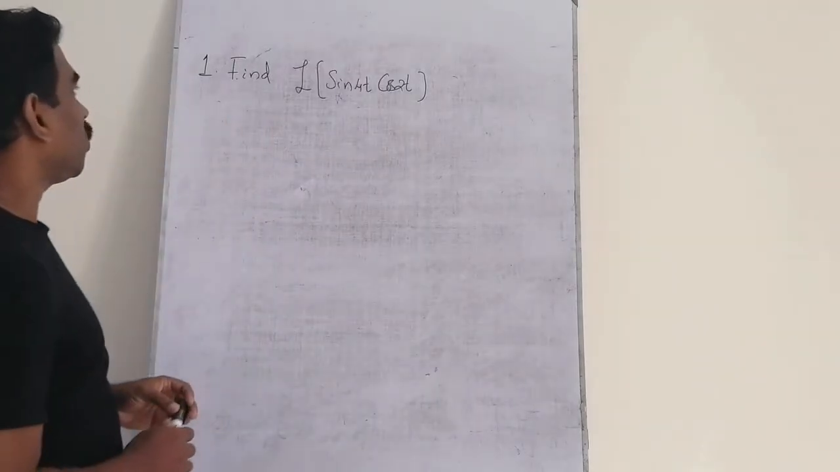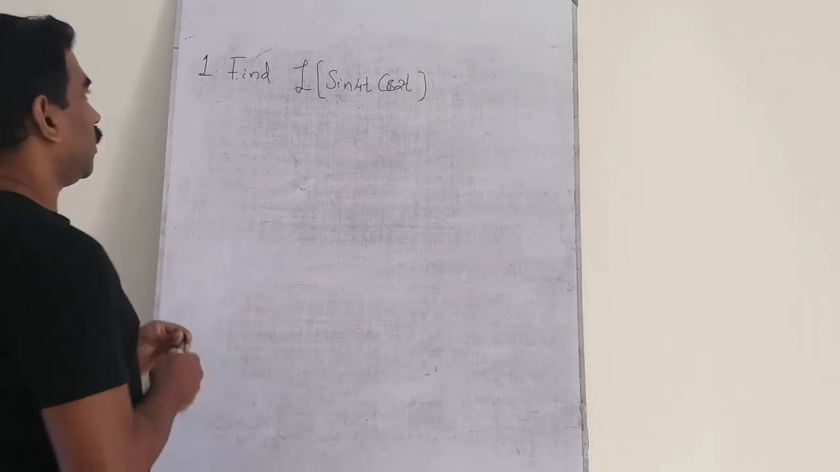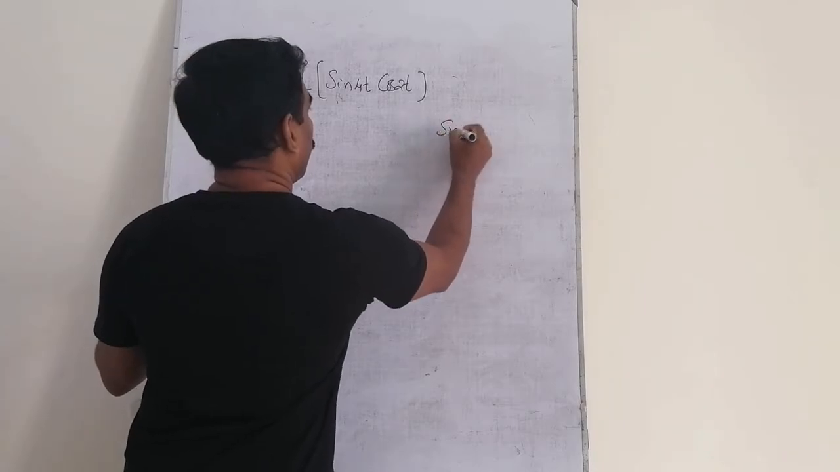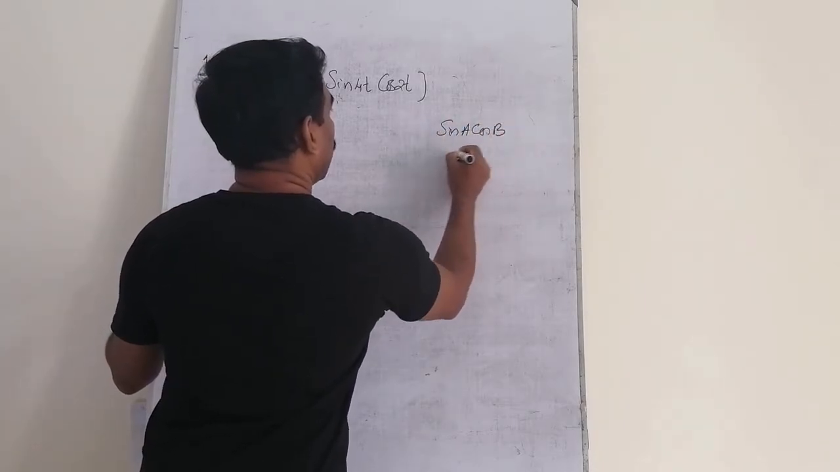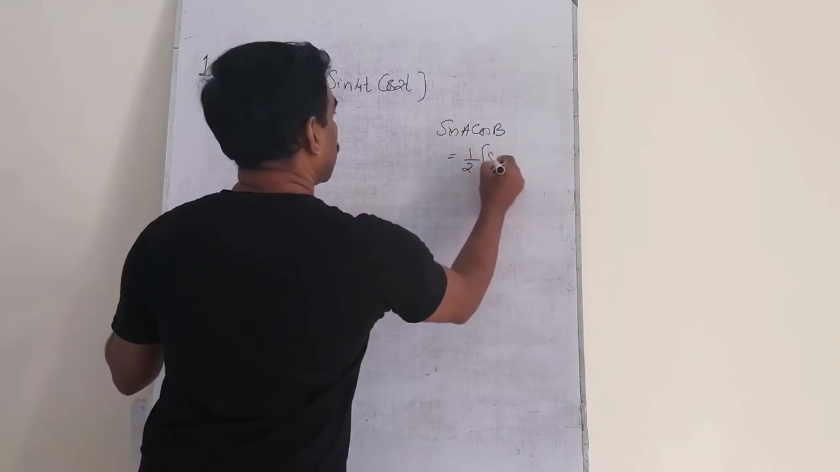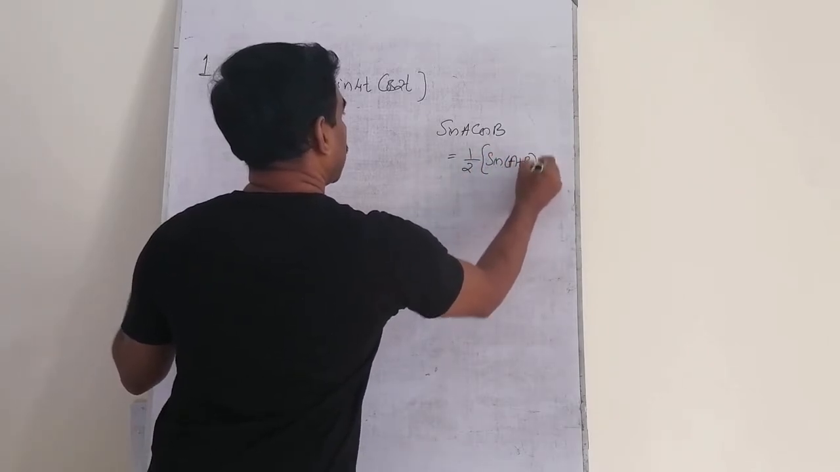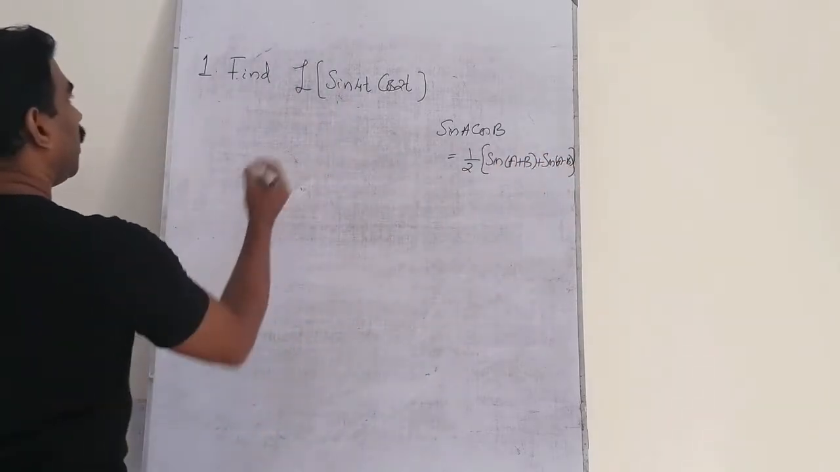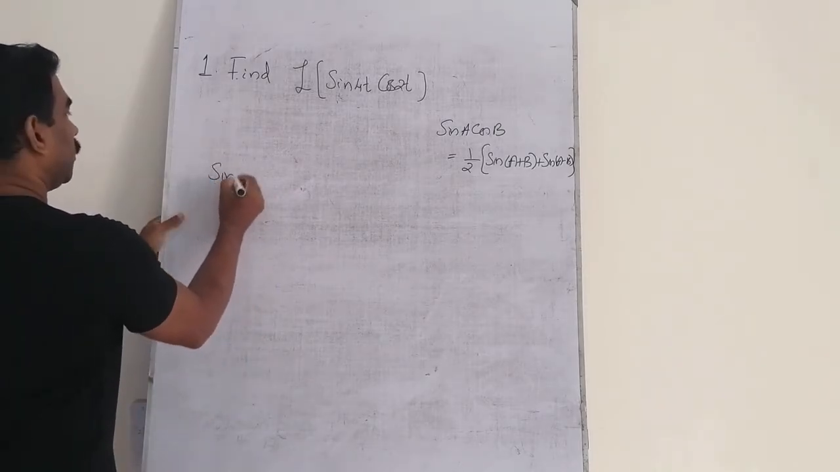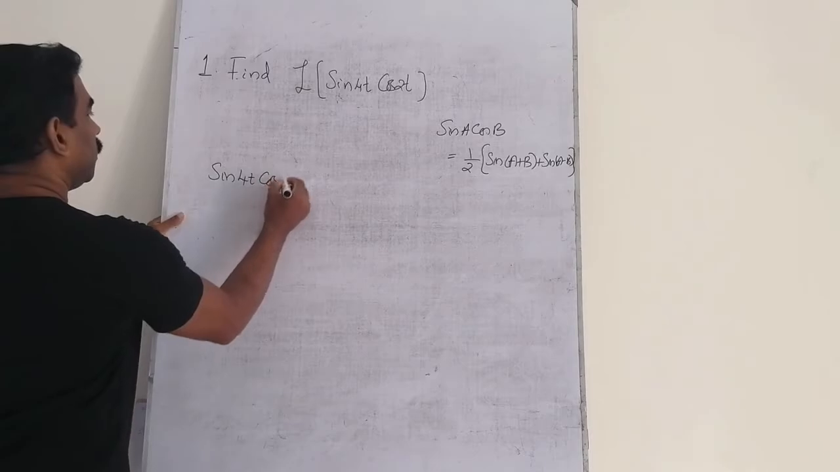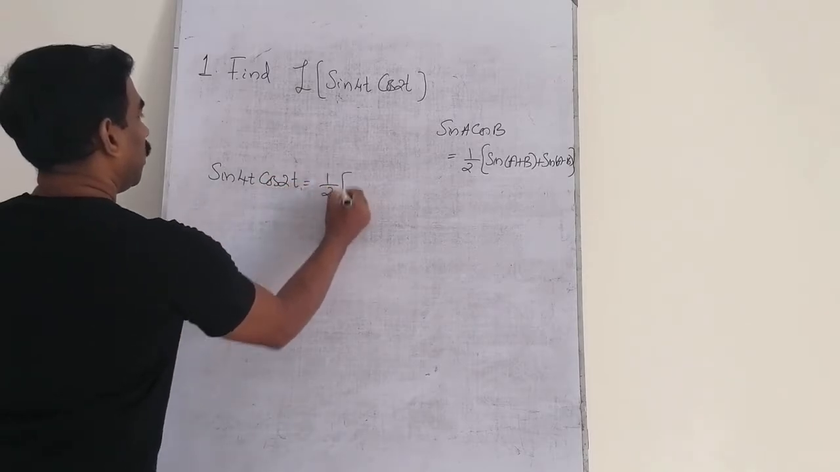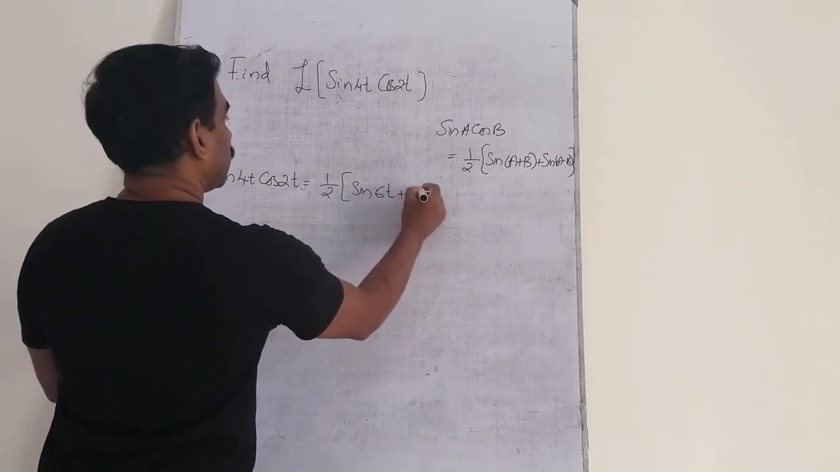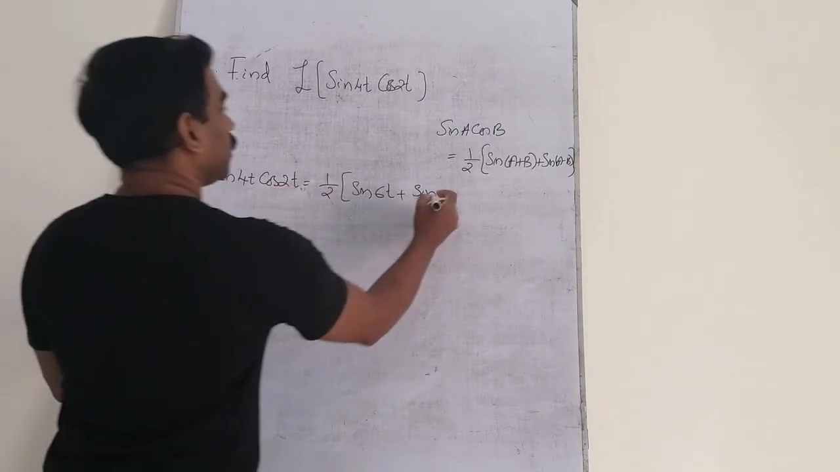Consider the problem. Find the Laplace transform of sin 4t cos 2t. The product function sin 4t cos 2t is in the form sin a cos b. Sin a cos b is equal to half of sin(a+b) plus sin(a-b). So comparing with that expression, sin 4t cos 2t is equal to half of sin of (4t+2t), that is sin 6t, plus sin of (4t-2t), sin 2t.